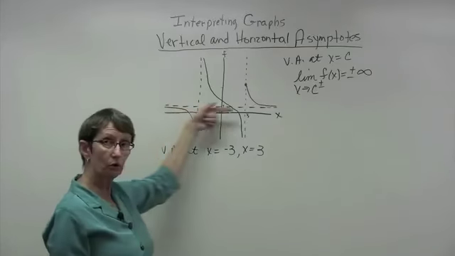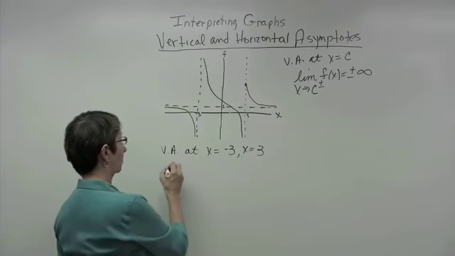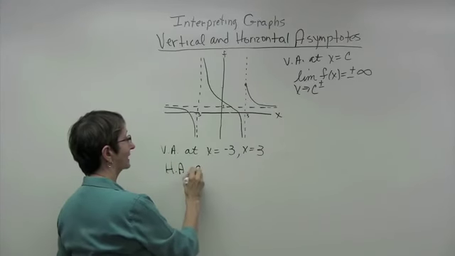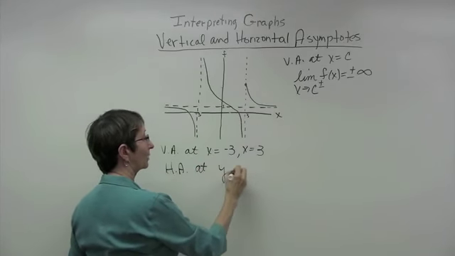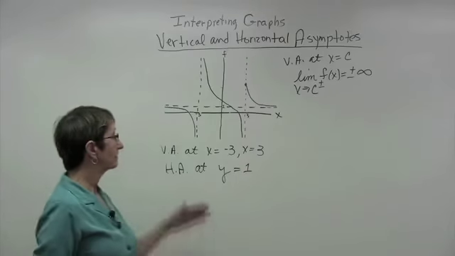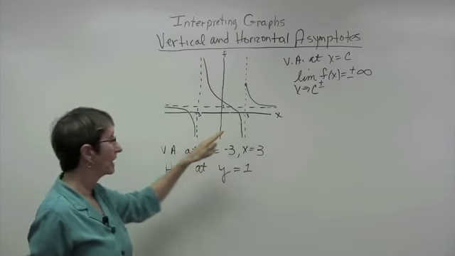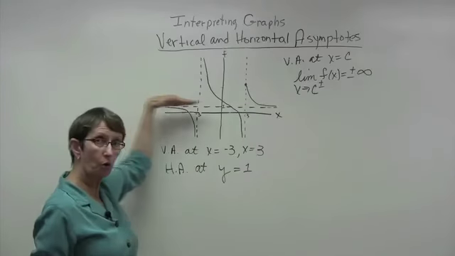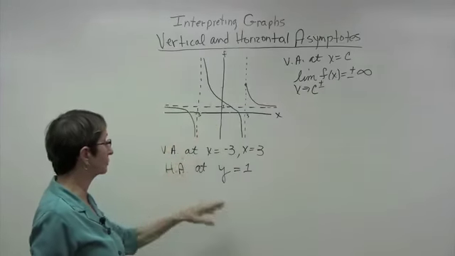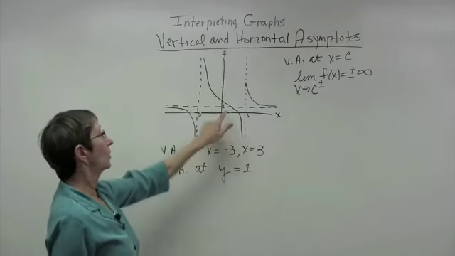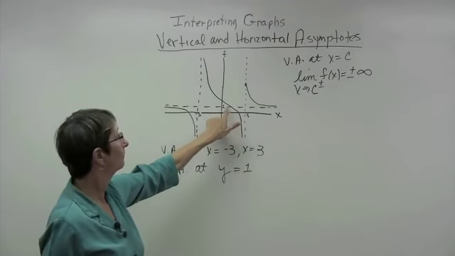Well, now, let's look at the horizontal dotted line, which would be our horizontal asymptote. Looks like that is at y equal to 1. Vertical asymptotes go through vertical values, x numbers. Horizontal asymptotes go horizontally through y values, so this looks like y equal to 1 is a horizontal asymptote. But wait, we crossed it right here.